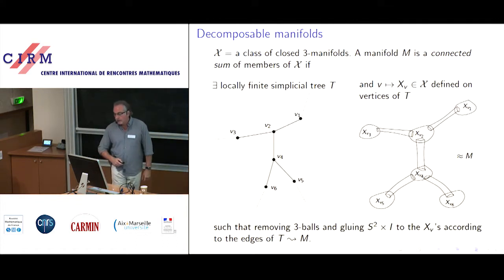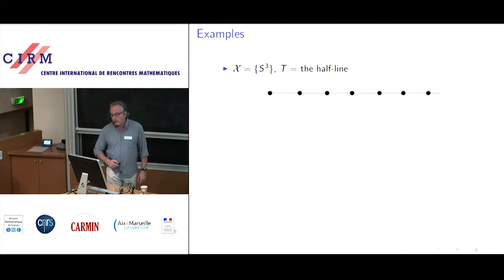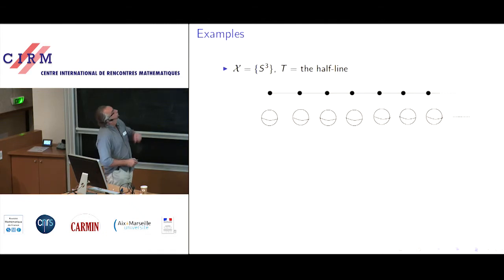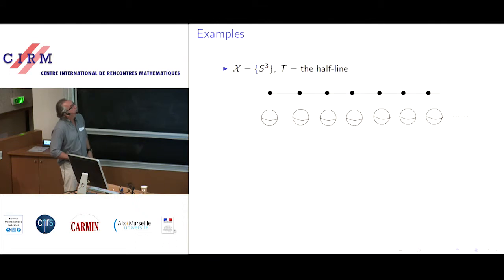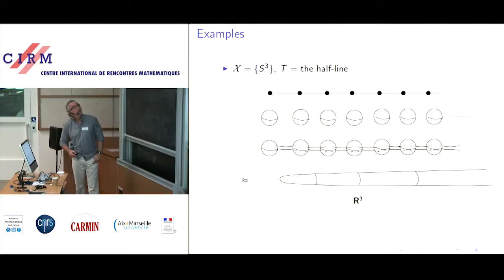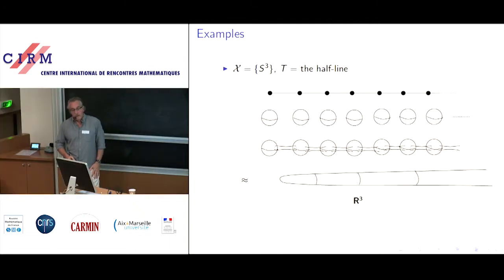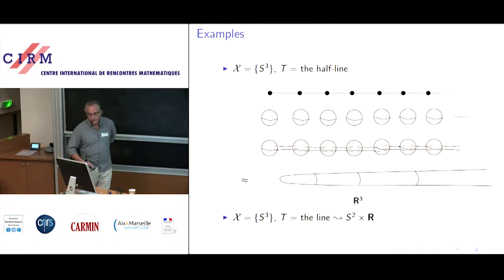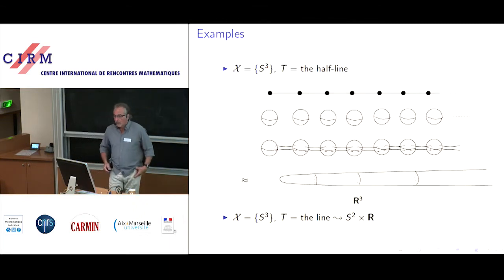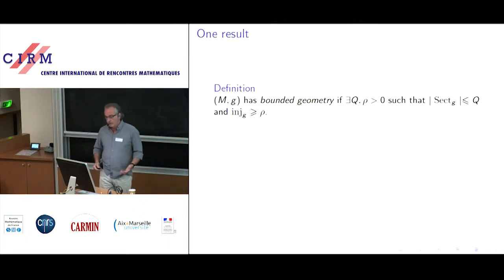I will talk about trees. It's almost the same. So here are two examples. Take a graph, and you glue S^3 at every vertex, and you do connected sum along the edges. And what one gets is R^3. So R^3 is a connected sum of infinitely many copies of S^3. Another example which is clear is S^2 cross R. Instead of a half line, you take a line. Okay, so that's a very easy construction. So now is a theorem.